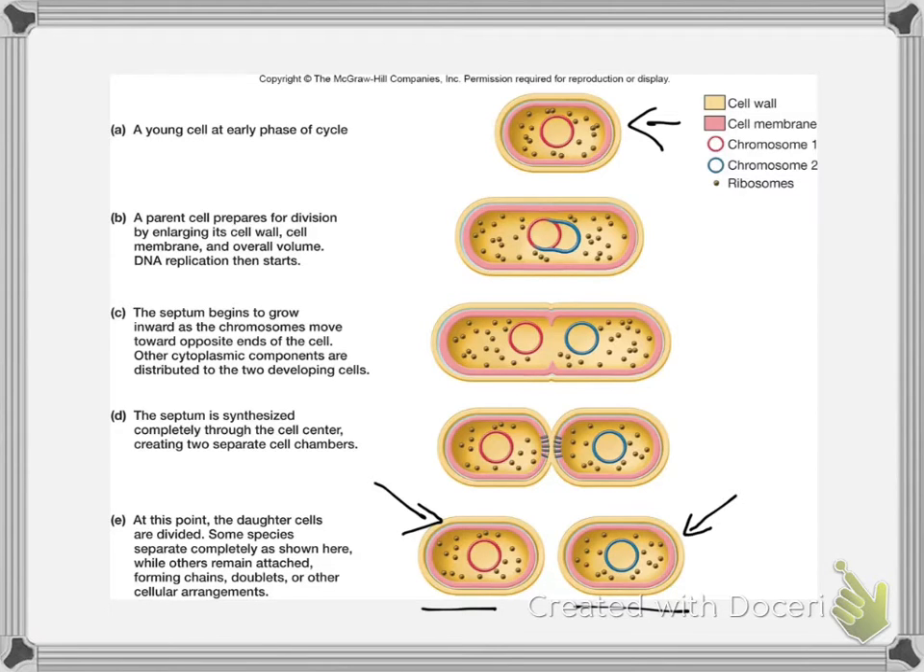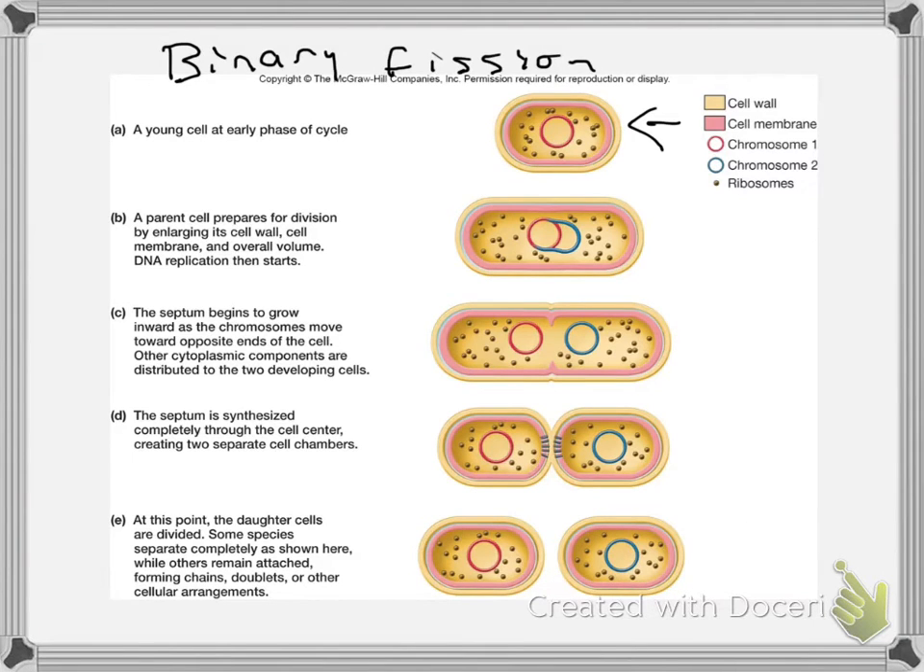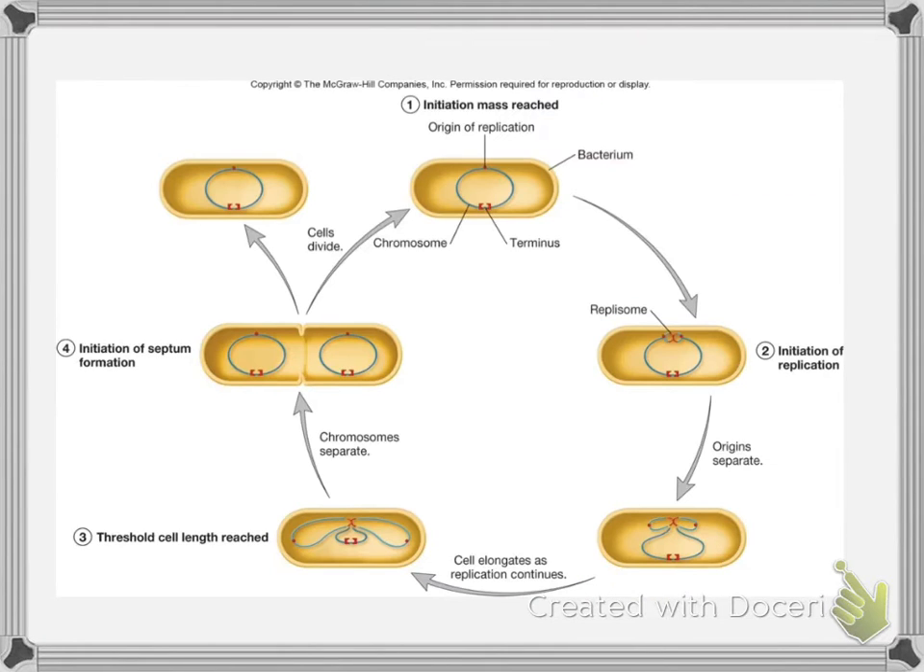So we call this process binary fission. And binary fission just refers to making clones or copies. And so these 2 cells at the bottom, these two here, they are, in theory, copies or clones of each other. Okay, and so that's binary fission.